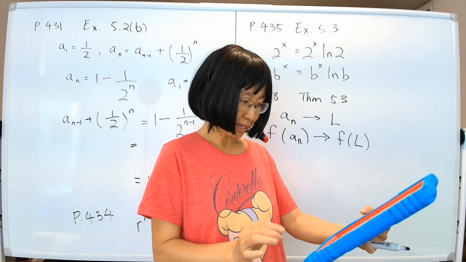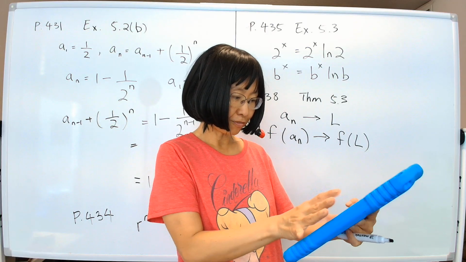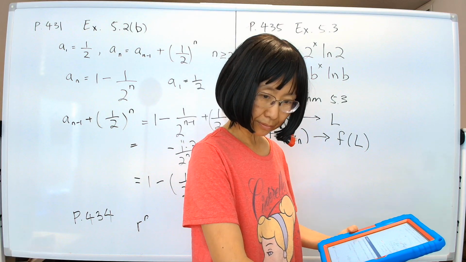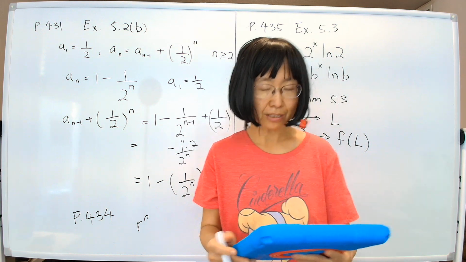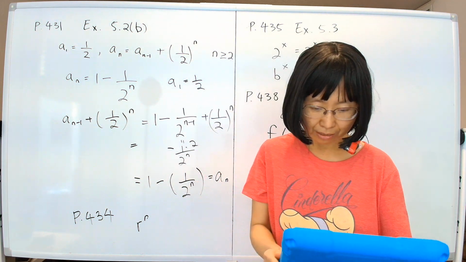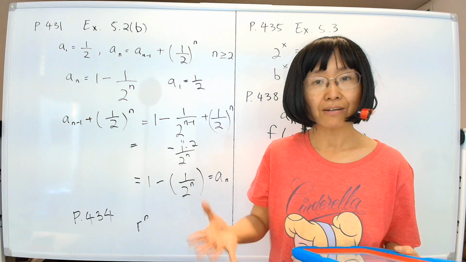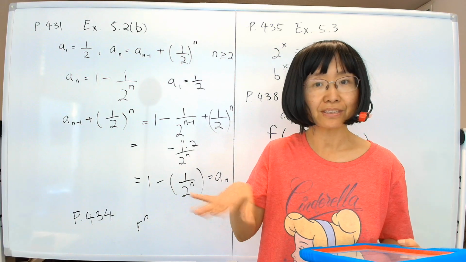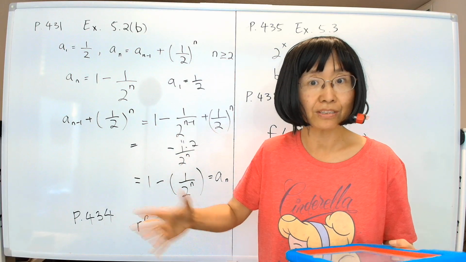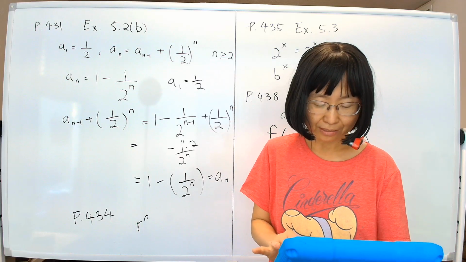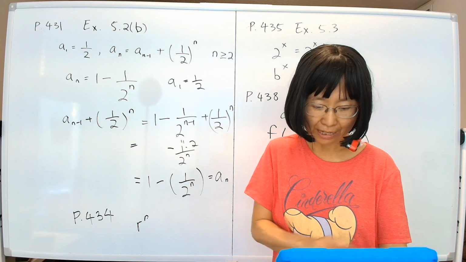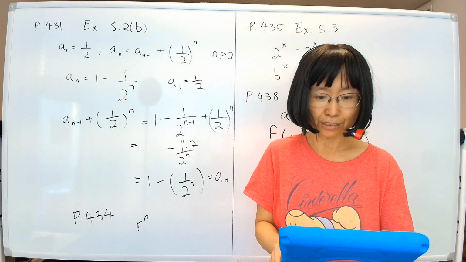Now let's look at example 5.4. Example 5.4 is a quick example that shows how, if a sequence converges to something, then the function of the sequence also converges to the function of that something. It's very short, so I'll let you do that as your homework. And with that, let's move on to the squeeze theorem.